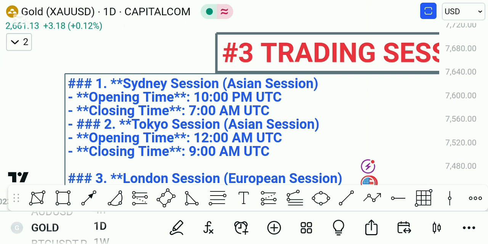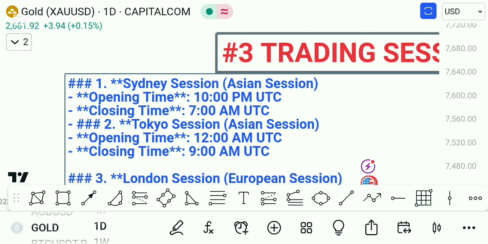All these have their opening time at 10 p.m. UTC. That's Universal Standard Time. It means it has to do with any time in your zone. UTC is the neutral time, and it is 0 anytime in your zone. When you check the Greenwich meridian, you can convert it to whichever country you are residing in, guys. Sydney starts from 10 p.m. to 7 a.m.